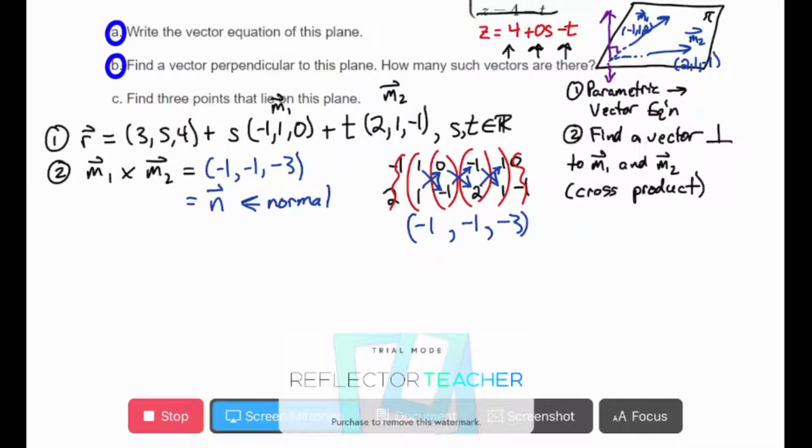So we say that the vector negative 1, negative 1, negative 3, so that vector is normal to the plane.